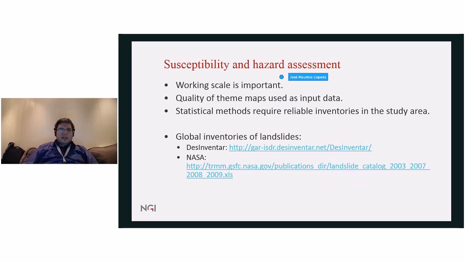In susceptibility and hazard assessment, working scale is important. Also, quality of theme maps used as input data are important. Statistical methods require more reliable inventories in the study area. This is an example of some global inventories of landslides that are available. But when we are doing regional evaluations, then it becomes very important to have regional landslide inventories.